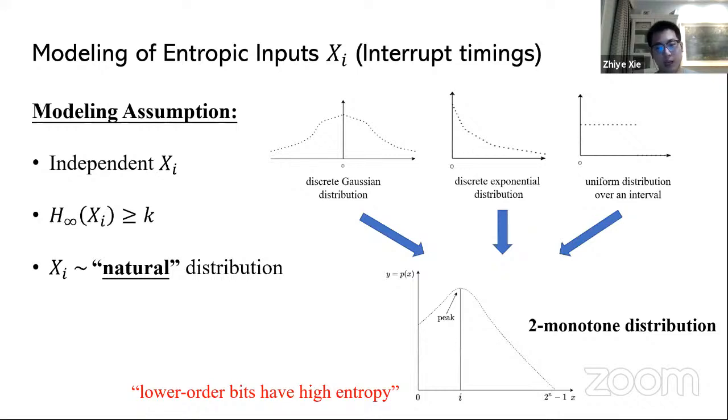We have modeled this type of distribution and call it two-monotone, where the probability mass function has at most one peak. Any two-monotone distribution has most of its entropy in its lower order bits. With entropy sources being modeled properly, now we are prepared to present our result.